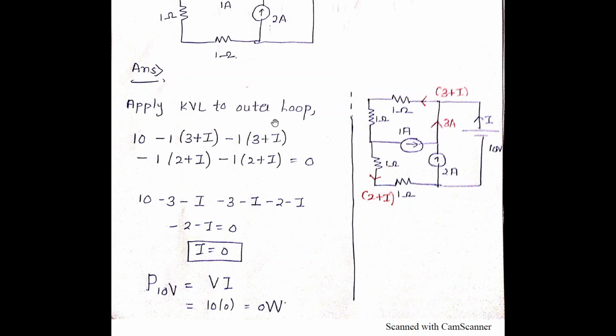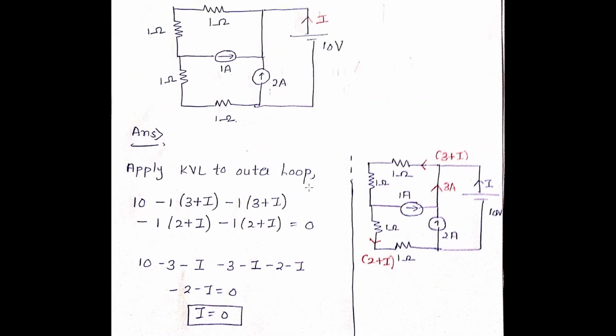Therefore, applying KVL to the outer loop, you have plus 10 minus 1 into (3 plus I) minus 1 into (3 plus I). Now, when you come to this resistor, from this 3, 1 is gone. Therefore, you have (2 plus I) into 1. Again, minus (2 plus I) into 1 is equal to 0.